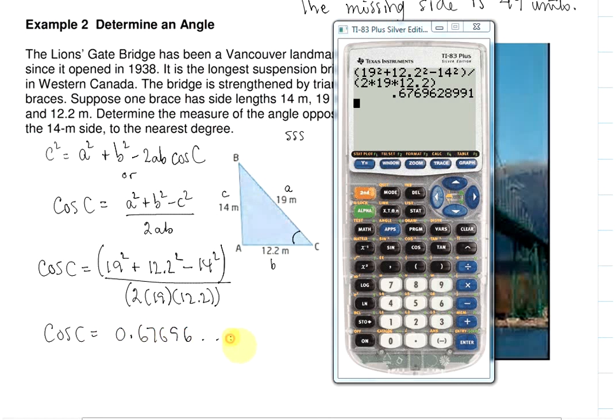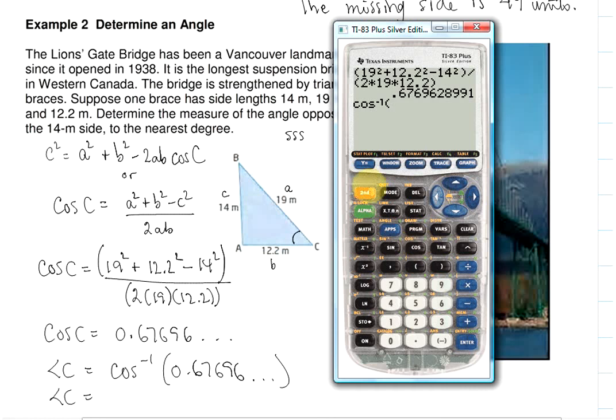0.67696 dot dot dot. Okay, so I want angle c. That means I want to use the inverse of cos. So angle c equals, to the nearest degree. Okay, so I'm not going to clear anything on my calculator screen. I'm going to go second cos to get my inverse cos, and then second answer, and then enter, and I get 47.393 dot dot dot.